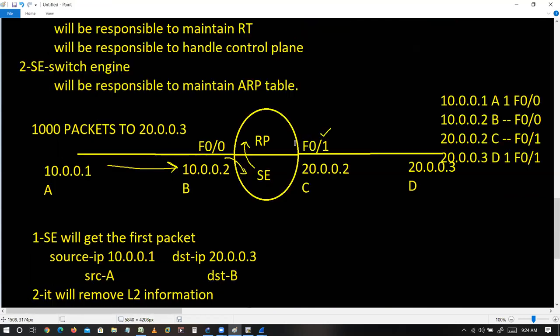Okay. So what will happen here? The RP will hand over the information to the switch engine that to reach 20003, the best interface is F0/1. It will check the ARP and see the ARP entry. Yeah. And it will use the new MAC addresses, encapsulate the packet and send the packet out to the link. And this guy will receive the packet. So this process is clear.